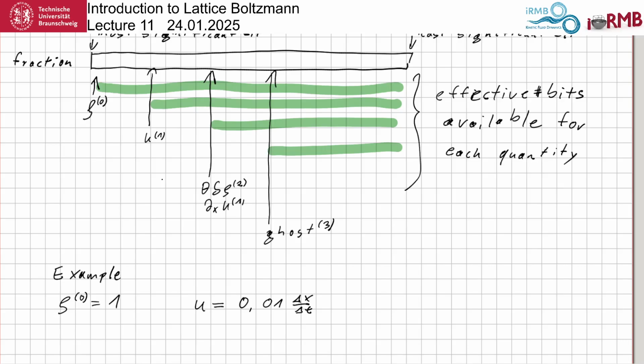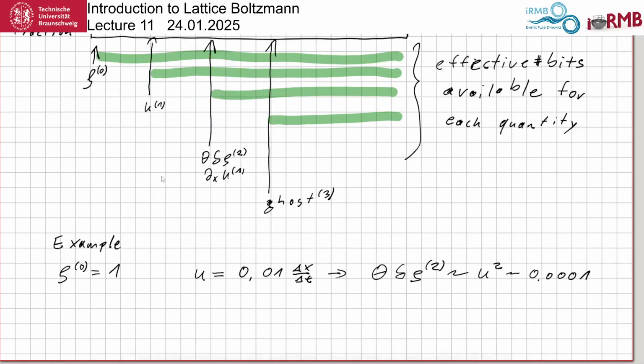So if this here is now first order, then our pressure is second order. If it's second order, it means it is proportional to u squared. It does not need to be exactly u squared, but it is of the order of u squared. So it will be of the order of 0.0001. Okay?